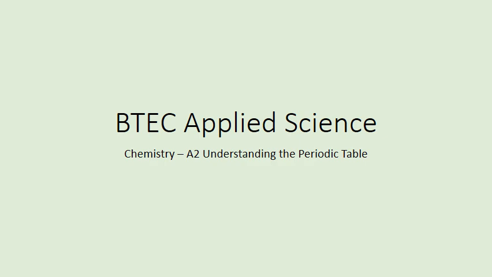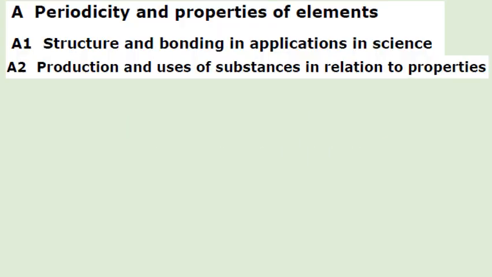Hello there, so this video is for BTEC Applied Science and it's going to cover part of the chemistry specification for Unit 1, the examined unit. The specification is split into two parts. We've got two assessments. We've got assessment 1, which is structure and bonding in applications in science. We've already covered all of those so far in our lessons up till now. Hopefully you'll find some more videos on those useful coming soon.